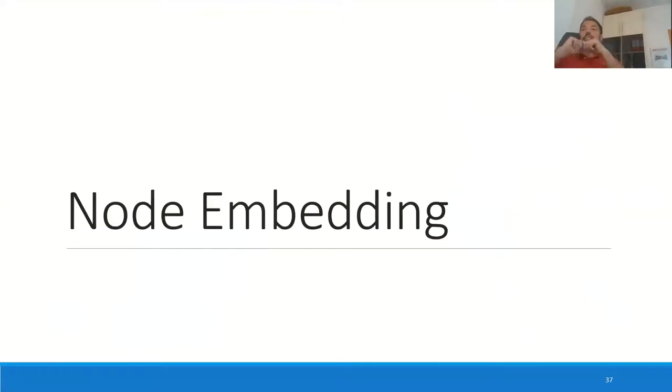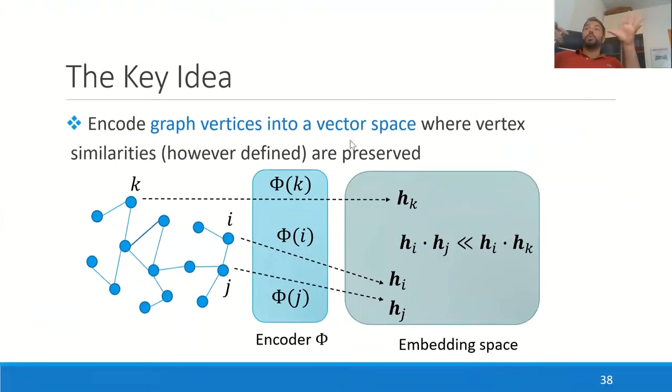Now, this thing can be generalized further, and has been generalized further by the concept of node embedding. The key idea of node embedding is very simple and straightforward. What we're basically trying to do here is, like in the previous case, take a graph and encode the nodes in a graph into a vectorial space, okay, where vertex similarities, defined however, are preserved. So if node K is very different from node I, hopefully it will end up in an embedded space in which the corresponding vectorial representation of node K is far from the corresponding vectorial representation of node I.